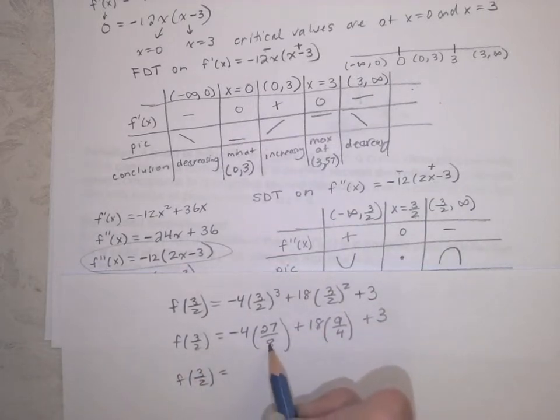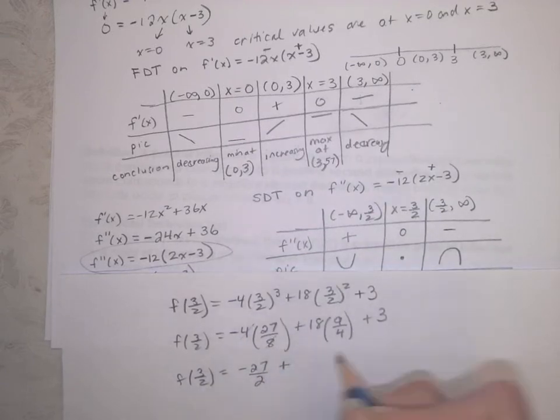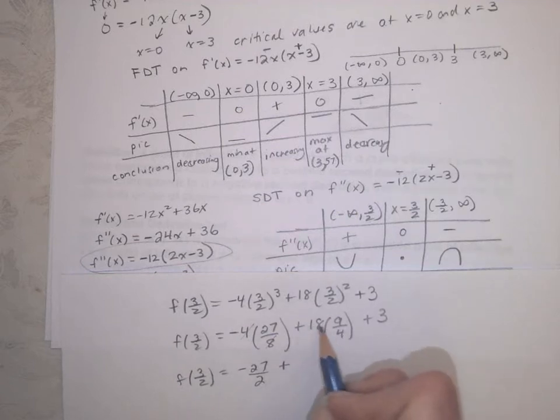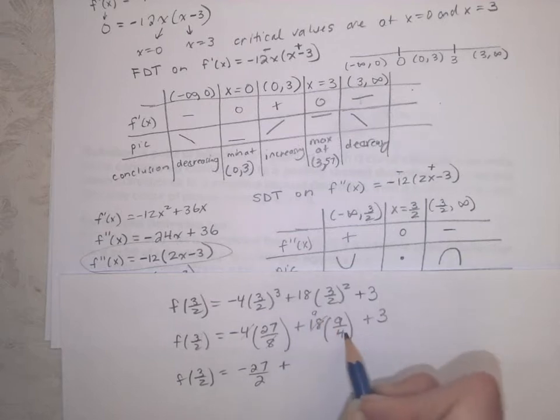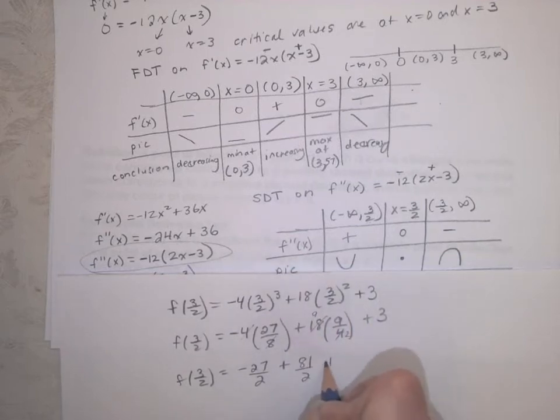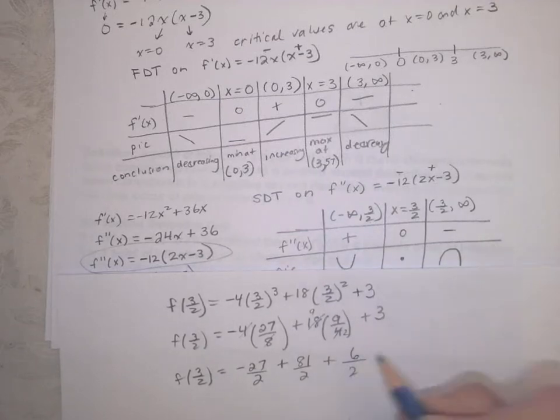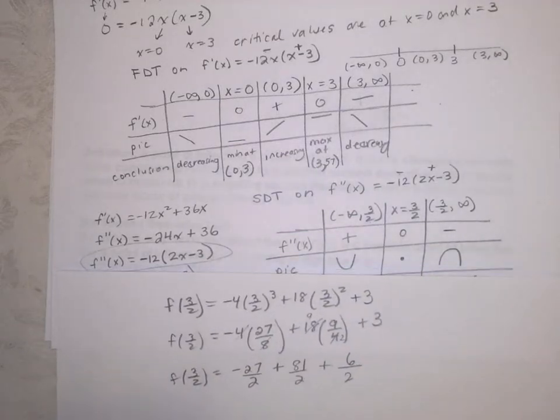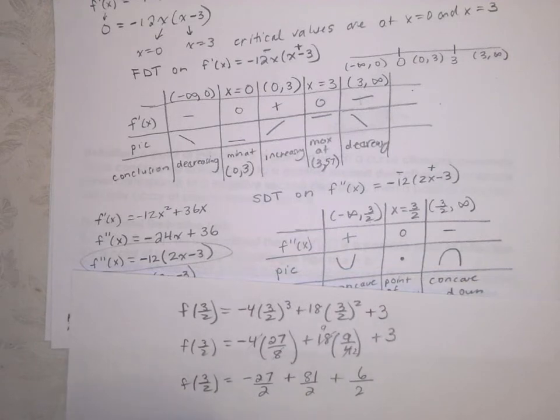So I can see that if I multiply 4 by 27 and reduce, 4 is going to go into both top and bottom, so I'm going to end up getting negative 27 over 2 here, plus the 4 and 18 divide out, so that's going to give me 9 over 2, so 81 over 2, plus if I want a common denominator of 2, that's going to be 6 over 2, which is going to give me negative 27 plus 81 plus 6, 50 over 2, which is 25.